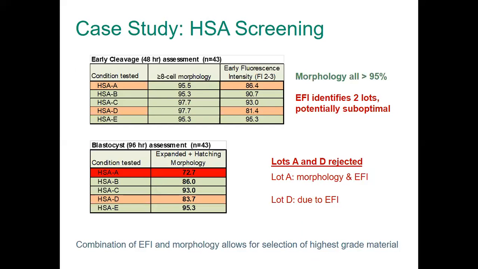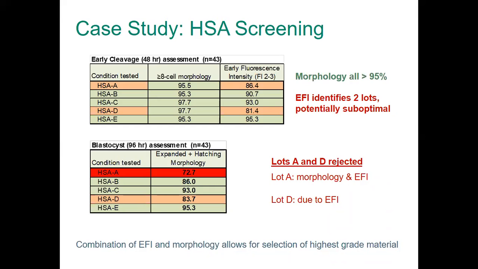And this is a case study of MEGA being used for protein screening. This is for HSA. We tested 5 batches of HSA raw material. As you can see at 48 hours, for morphology only, all 5 batches of raw material reached over 95% good morphology. But for EFI, batches A and D show potentially suboptimal results.